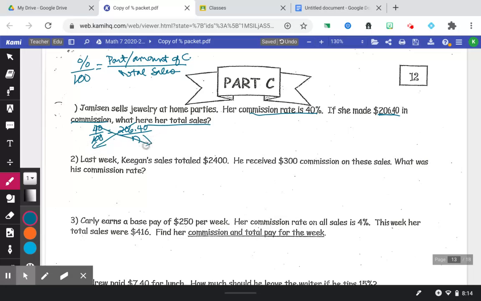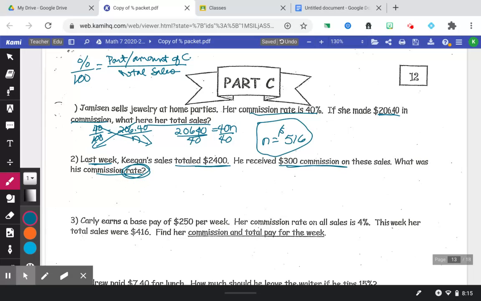Okay, so we can do the cross products. Divide both sides by 40. And you will find out that she made $516 in sales. Okay. Number two, last week, Keegan's sales totaled $2,400. He received $300 in commission. What was his commission rate?